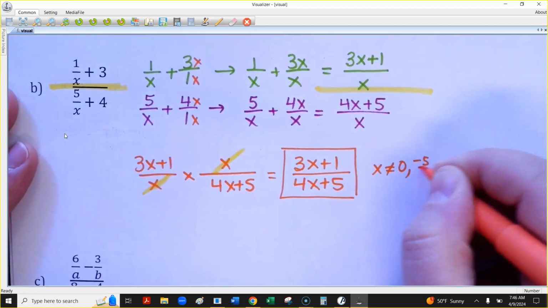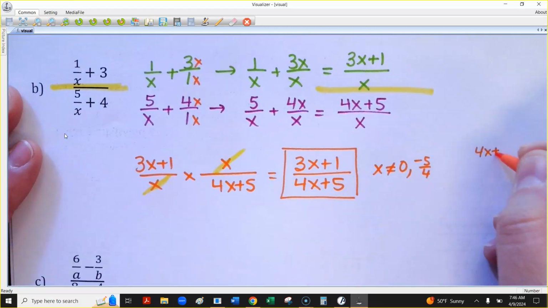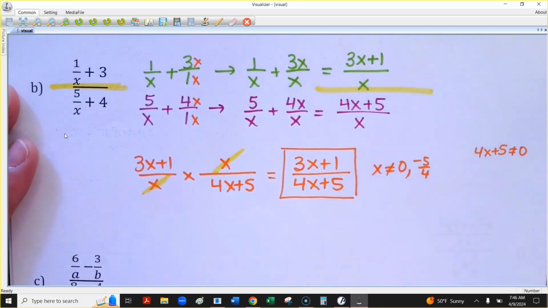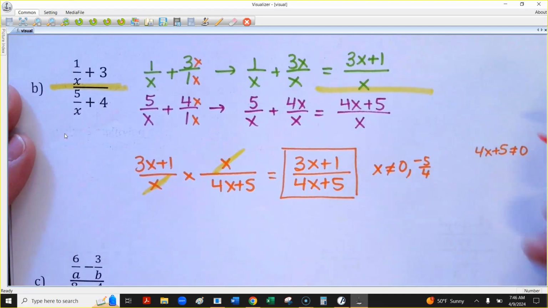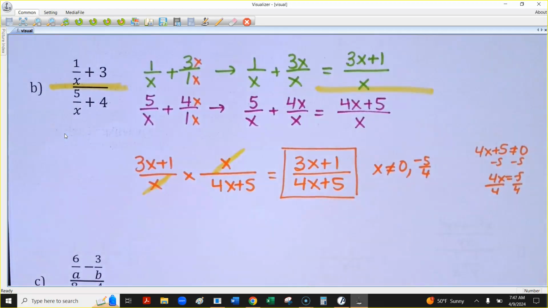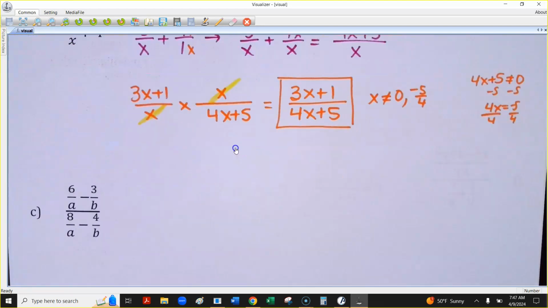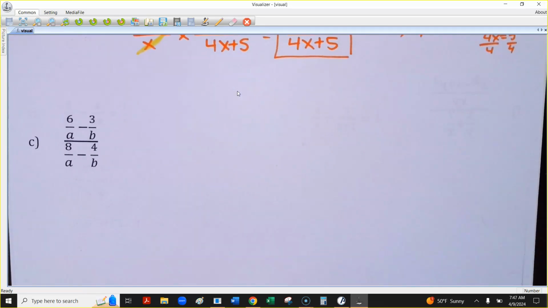And if you're like, what the heck, where did he get that? Just take 4x plus 5. You don't want that to be 0. I just kind of think about it in my head. So I'm like, okay, what would I do? You would subtract 5, and then you would divide by 4. And I usually don't write all that out, but that's where that negative 5/4 is going to come from. Does anybody have a question? Okay, these kind of get harder as they go.